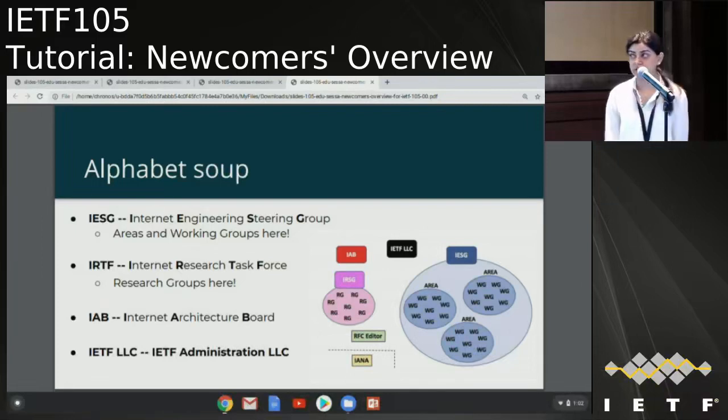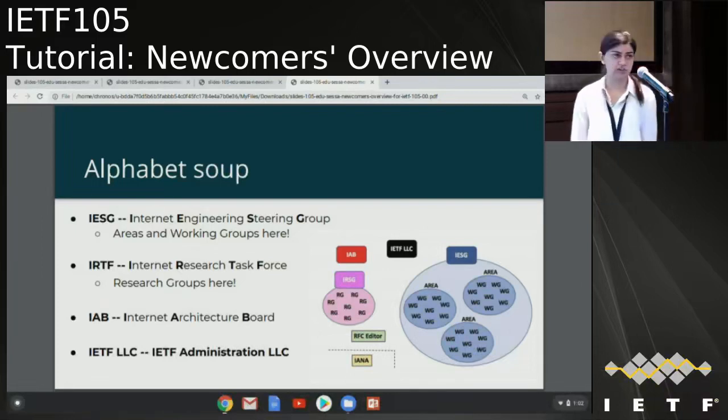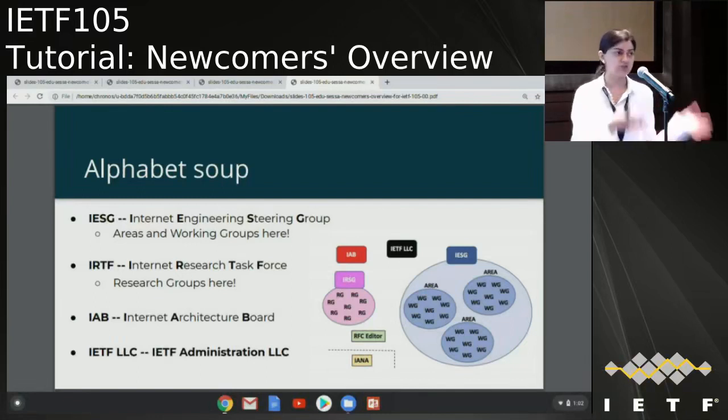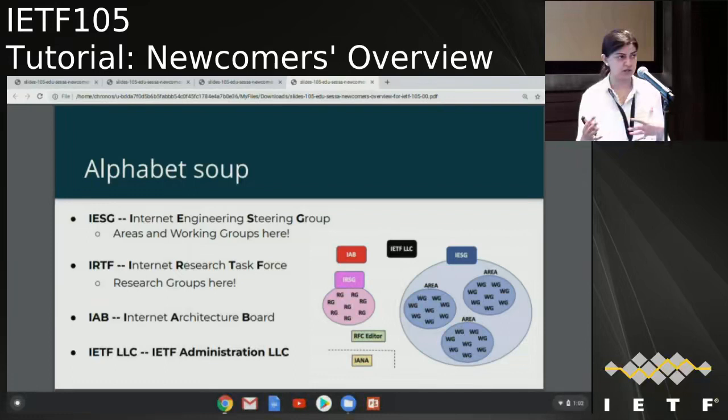Then there is the IRTF, the Internet Research Task Force. This group is basically focused on longer-term research areas, research topics in the internet, as opposed to its parallel organization, the IETF, which is focused more on the immediate engineering and standardization processes. So the IRTF is more research, long-term research-focused groups.